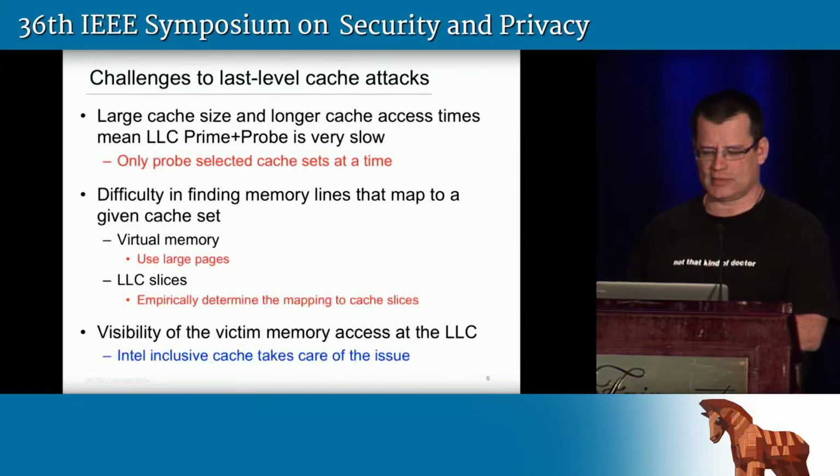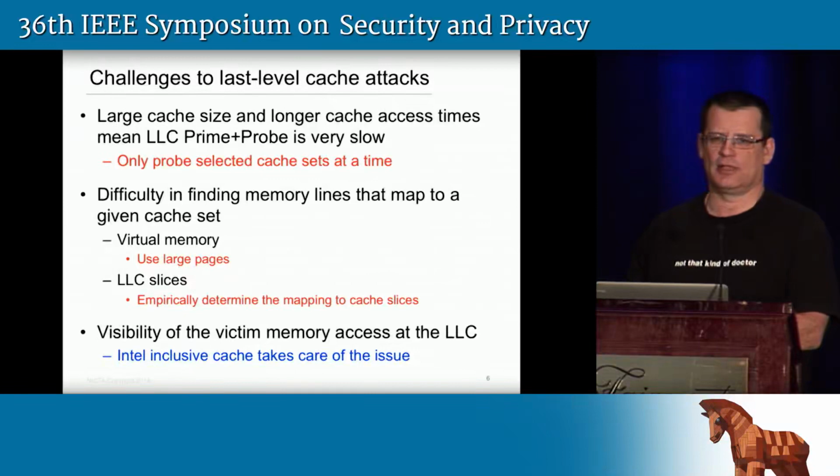So how do we address these? To address the first challenge, we probe only selected cache sets, not the whole cache at a time. For virtual memory, we use large pages, same as Gorka. I will not go over that in my talk because it would really be repeating Gorka's talk. And for the LLC slices, we empirically determine the mapping. We just probe the cache to find the mapping between memory and the cache slices.